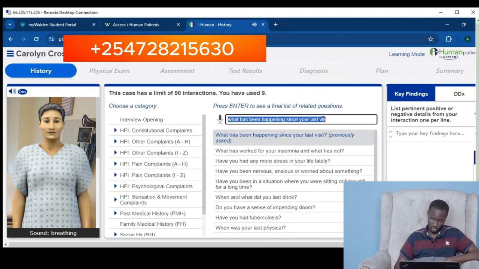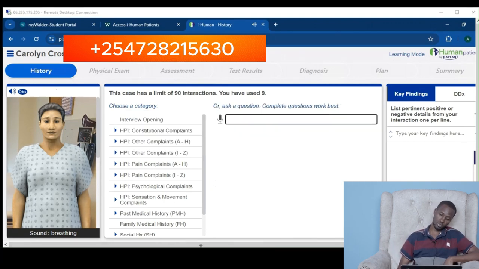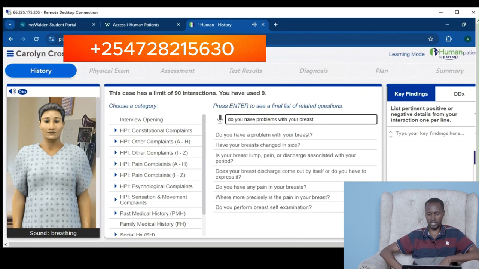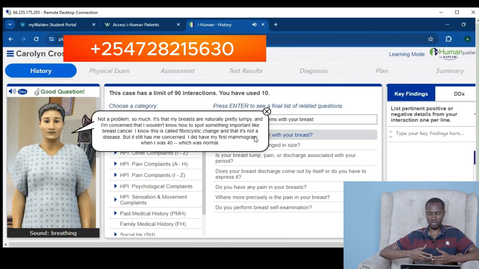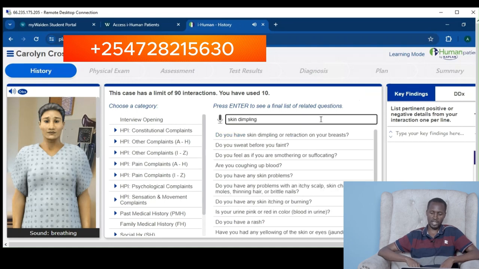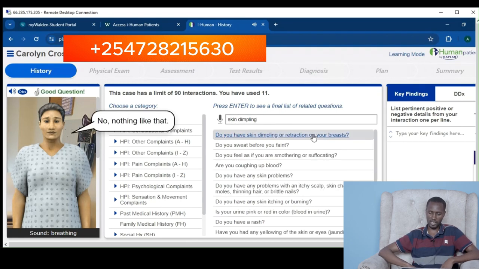Now, there are also questions that are specific to the patient that you're handling. Like in this case, there's a question about skin dimpling or retraction on the patient's breast, because this patient has a concern about her breast, so you have to ask such questions. If you also check the patient history, she had visited the clinic for a mammogram check, and so you have to ask a question concerning that.